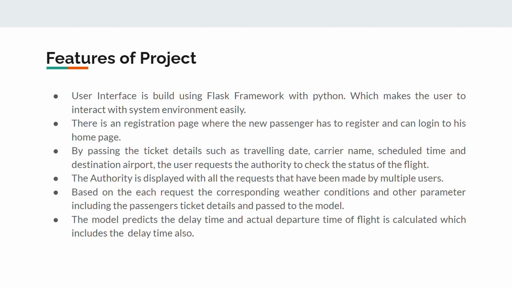carrier name, scheduled time, and destination airport. The user or the passenger requests the authority to check the status of the flight. The authority is displayed with all the requests that have been made by the multiple passengers or the users. Based on each request, the corresponding weather condition at that moment and other parameters, including the passenger's ticket details, are passed to the model. The model predicts the delay time and actual departure time of that flight, which includes the delay time also, and displays the actual departure time of the flight.